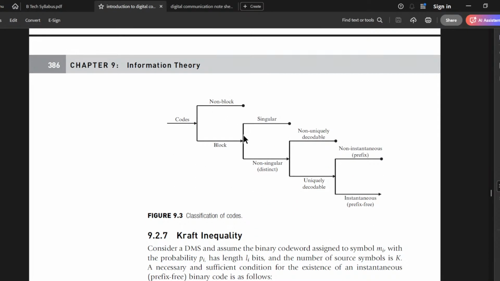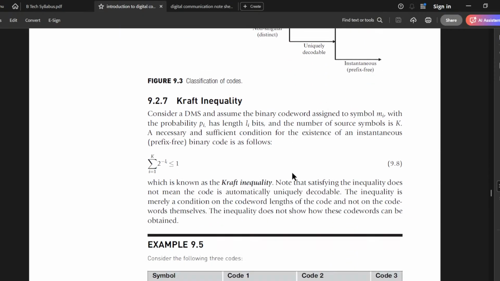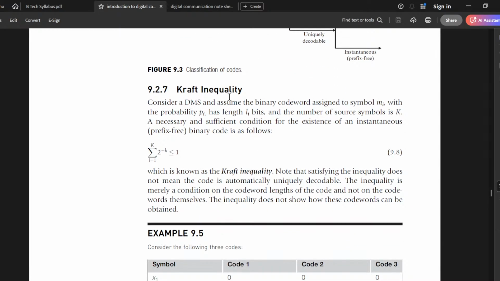So codes: block, non-block, non-singular, singular, uniquely, non-uniquely, instantaneous, non-instantaneous. Let's study the Kraft inequality.